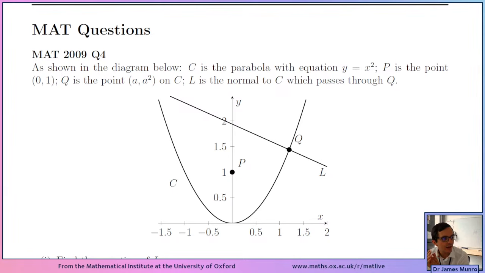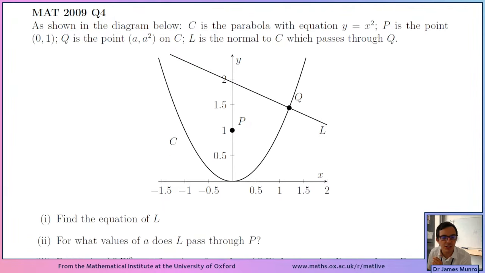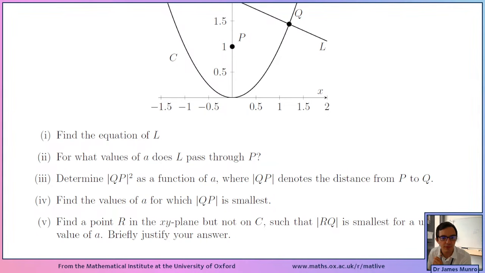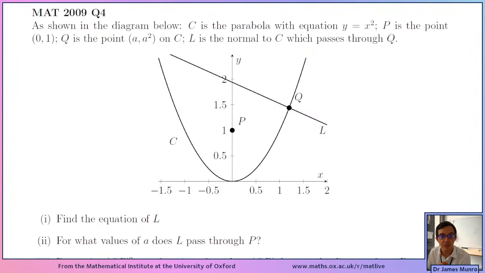Let's rephrase the question again, let's ask it differently. So the question literally says, find a point R in the plane, but not on C, such that the distance RQ is smallest for a unique value of A. There's only one value of A, so only one place to put Q that minimises the distance RQ. Not the case with P, because once again you could put Q on the right or symmetrically on the left. In chat, people are saying don't put it on the y-axis.